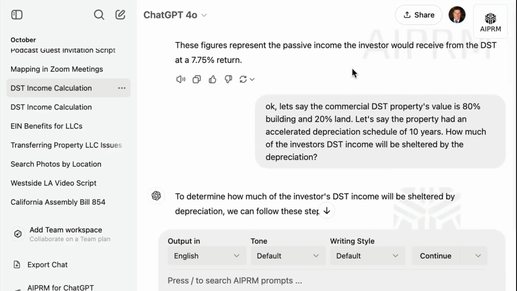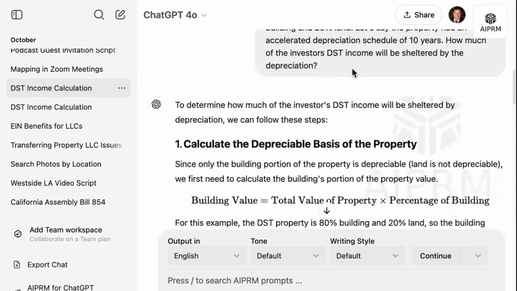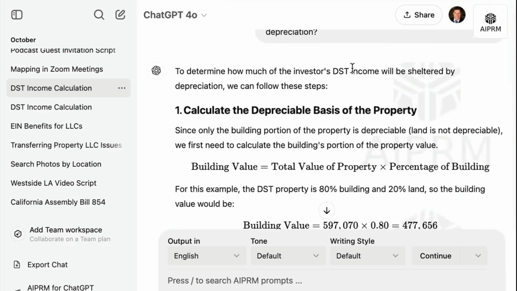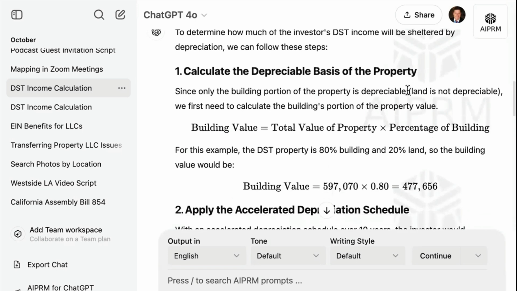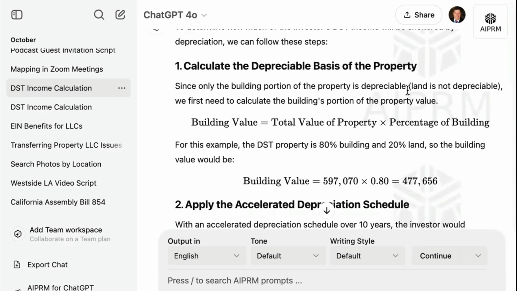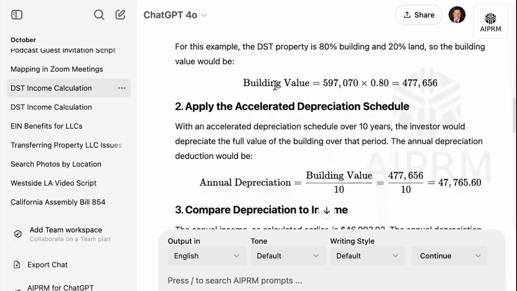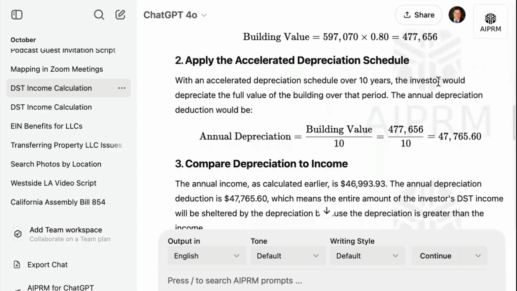So let's see what the depreciable basis of the property is. Okay, now the DST property is 80% building and 20% land. So let's calculate the basis for the property. The building value times 80% equals $477,000. Okay, now we have to apply the accelerated depreciation schedule.